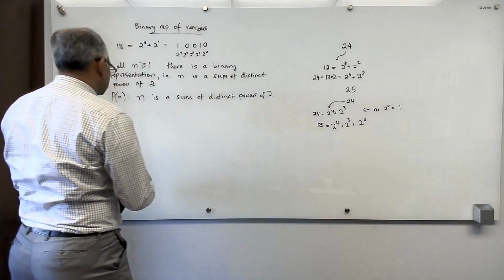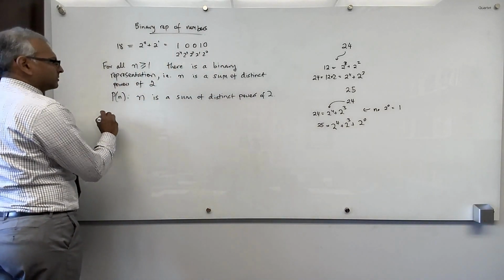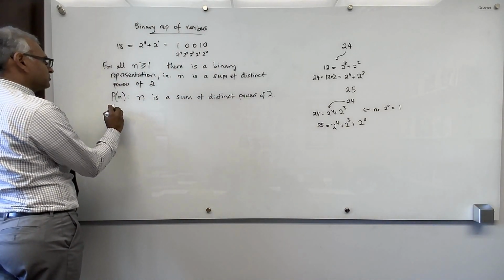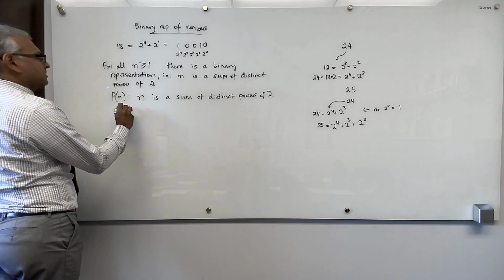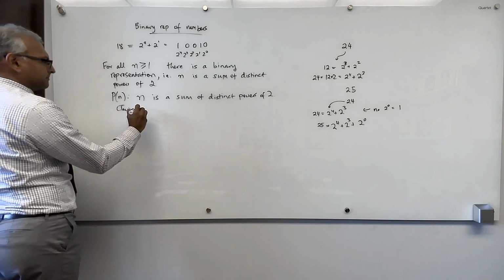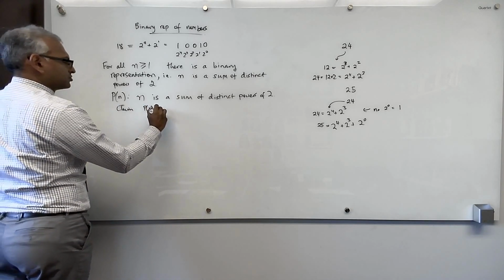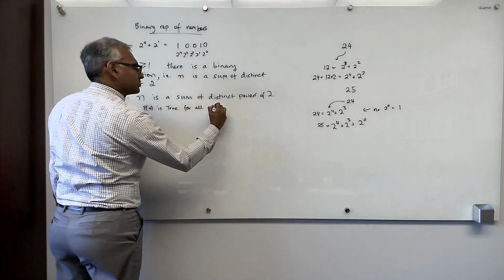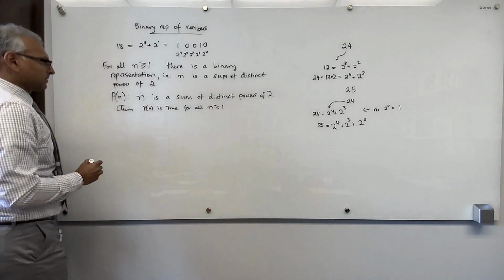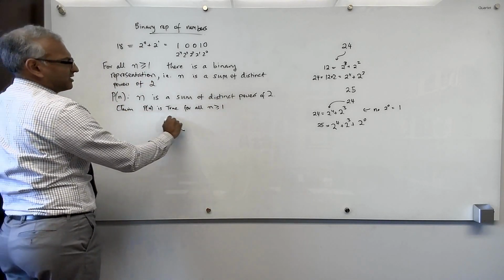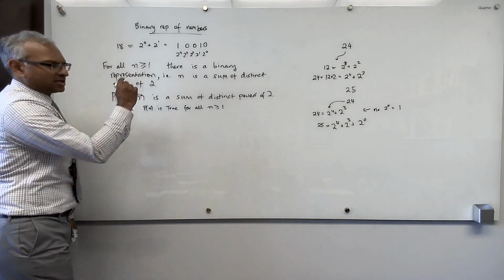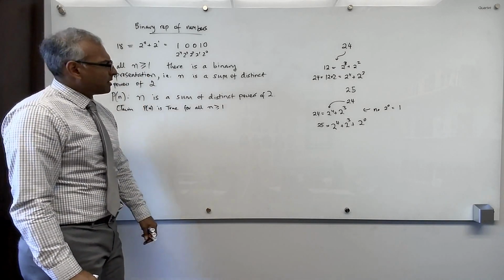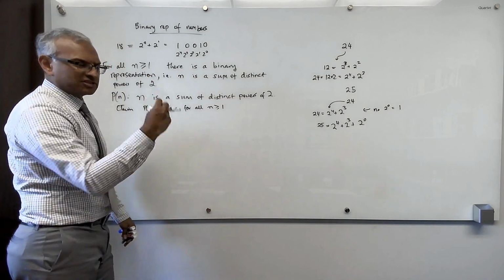So let's now prove it. So we claim P of n is true for all n greater or equal to 1. What does that say? That every natural number can be represented as a sum of distinct powers of 2.